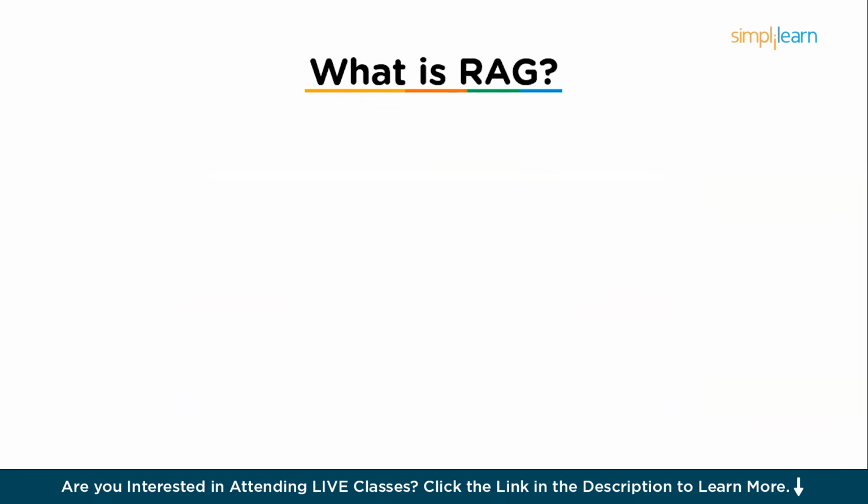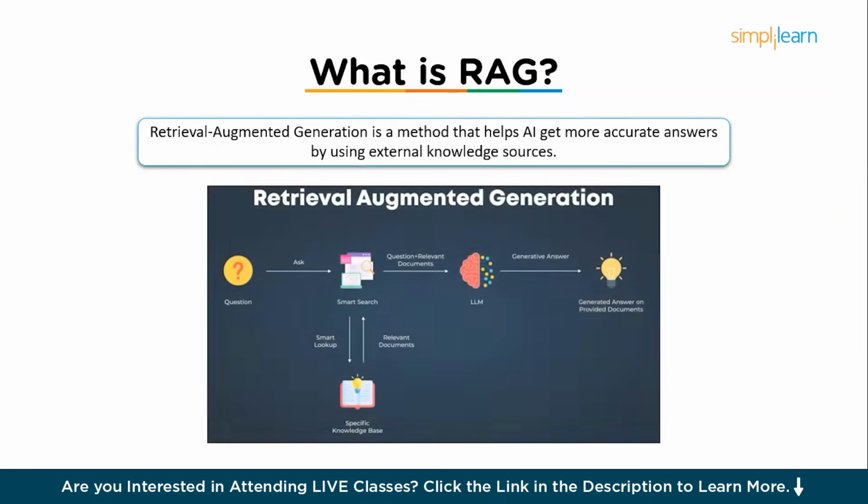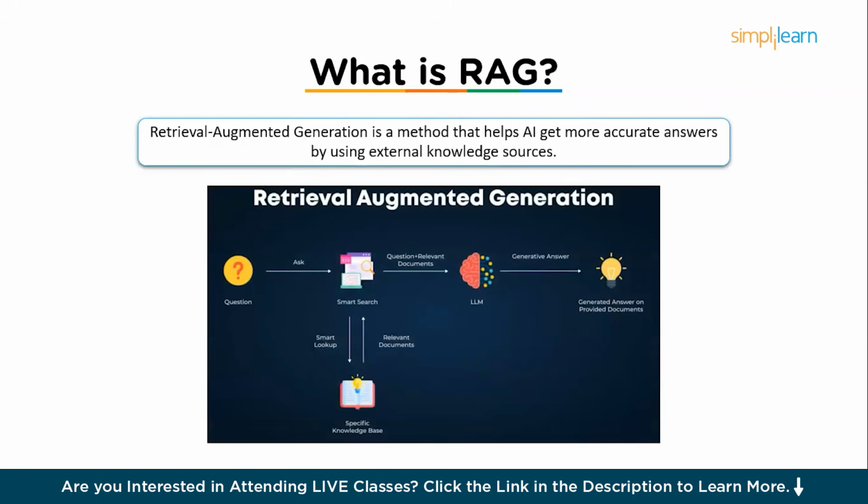Now we will understand what RAG is. RAG stands for Retrieval-Augmented Generation. It is a method that helps AI get more accurate answers by using external knowledge sources. It combines information retrieval with AI-generated responses, allowing AI to access and use real-world data. With RAG, AI doesn't rely only on its built-in knowledge. It looks up relevant information from a database or documents before answering. These knowledge sources can be structured databases like SQL or Postgres, or unstructured ones like PDFs stored in vector databases. This helps AI provide more accurate and up-to-date responses.